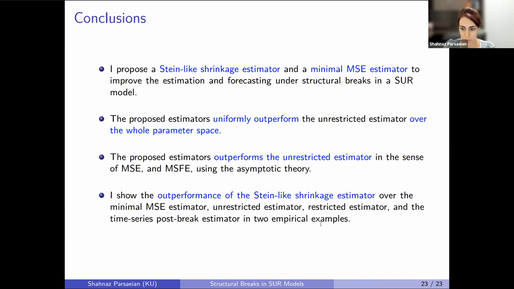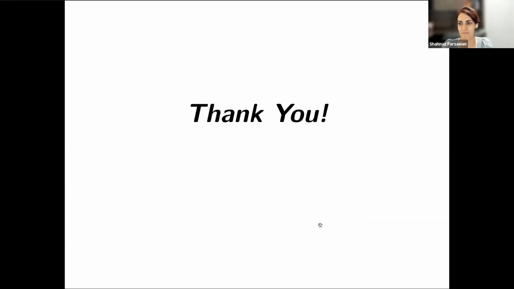So in this paper, to conclude, I propose a Stein-like shrinkage estimator and a minimal mean square error estimator, and I prove that both of them uniformly perform better than the unrestricted estimator over the whole parameter space. And I show this outperformance in simulation and also in empirical examples. So that's all. Thank you.